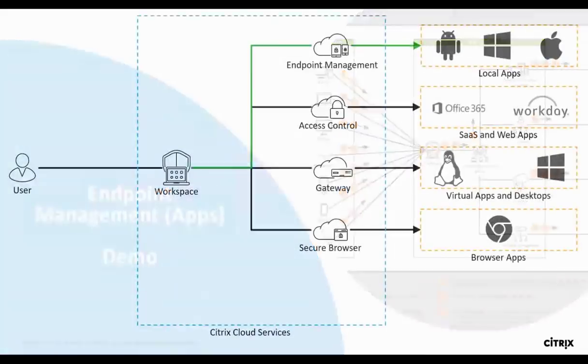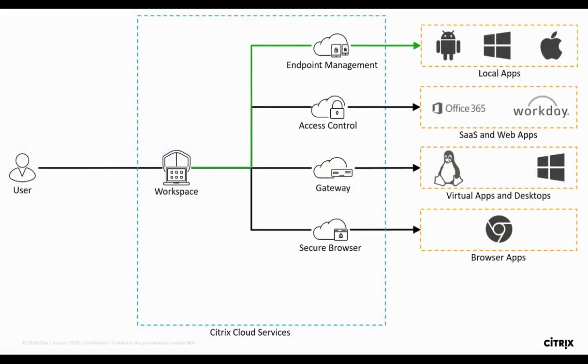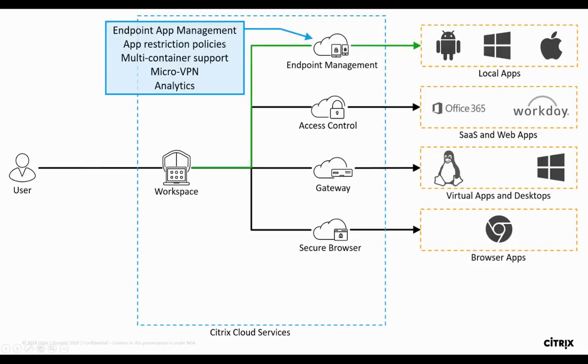Okay, so let's recap what we just did here. So we've expanded our workspace to include endpoint management, delivering local as well as mobile applications. And by doing this, we're able to do app restriction policies, micro VPN, and there's a lot of other things that it supports, but we didn't cover in this particular masterclass, which we will later. But we're now able to manage local and mobile applications to our endpoint devices, and whether those devices are managed or unmanaged is irrelevant at this point because we can handle either case.